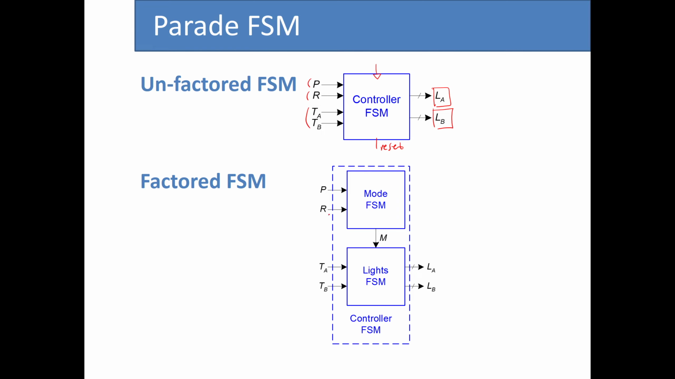One shows whether we are in the parade mode or the regular mode. And this small FSM provides a single input that we can feed to the regular FSM that we had before. So we need to make some modifications, but these modifications are much simpler than if we use the unfactored FSM.